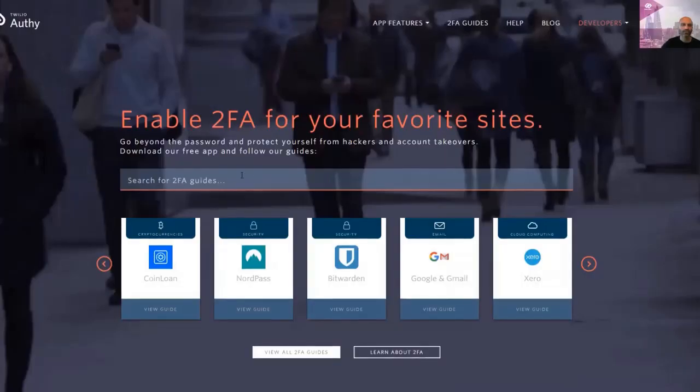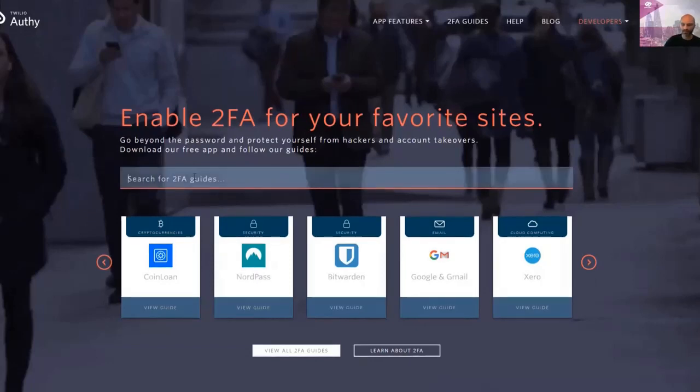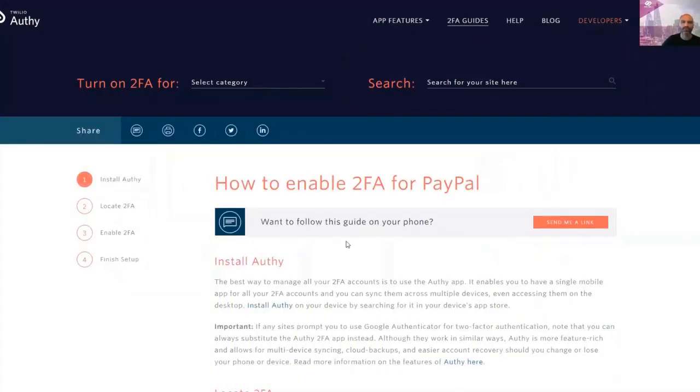So if you go to auth3.com, you will find that what they provide is an extra layer of security for your accounts. And if you have an account, say with PayPal, and you type the name there, PayPal, you will find a set of instructions on how to enable this extra layer of security called 2FA.